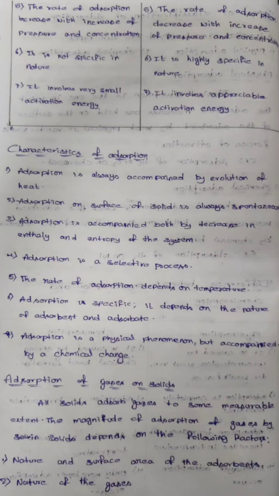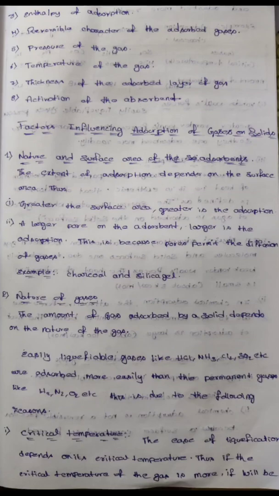Adsorption of gases on solids. All solids adsorb gases to some measurable extent. The magnitude of adsorption of gases by solids depends on the following factors: nature and surface area of the adsorbents, nature of the gases, enthalpy of adsorption, reversible character of the adsorbed gas, pressure of the gas, temperature of the gas, thickness of the adsorbed layer of gas, and activation of the adsorbent.